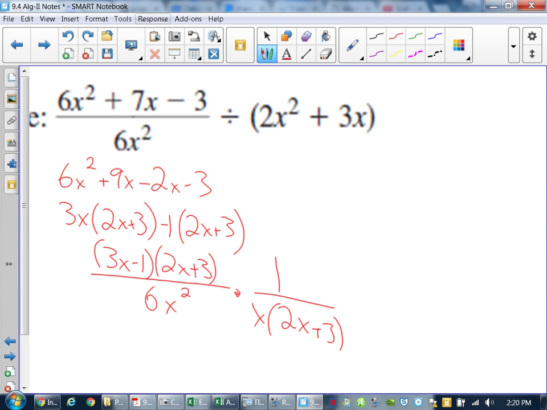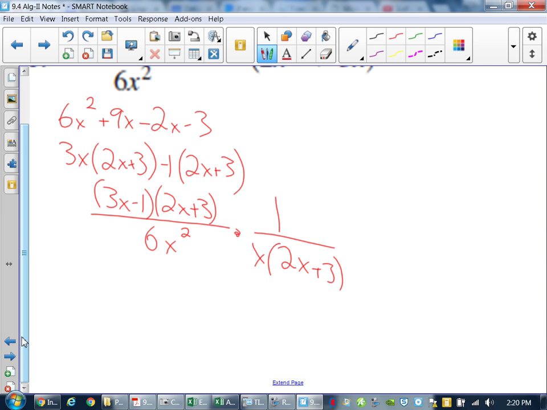Did you guys see that I forgot, when I took out my negative 1, I forgot to make that plus? Sorry about that. I slept with the windows open. My head is killing me.